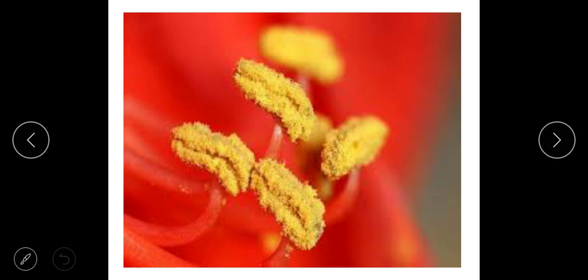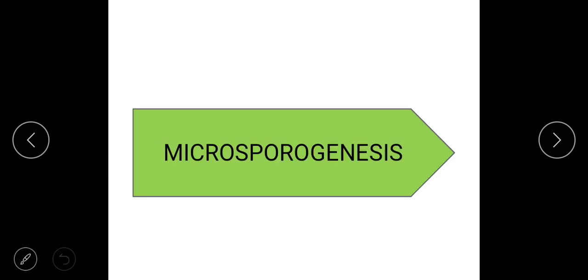In this diagram, you can see a stamen with the mature dithecous anther, and the yellow powder which you normally see. These are the pollen grains or the microspores. In this video, I'm going to discuss how these microspores, or this yellow powder which you have seen, are being formed. The process of formation of the microspores is known as microsporogenesis.